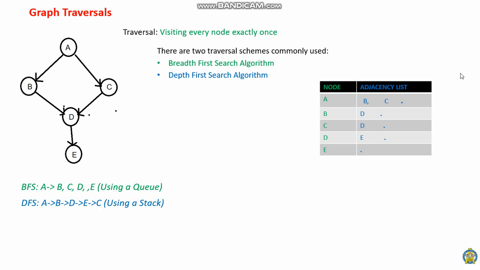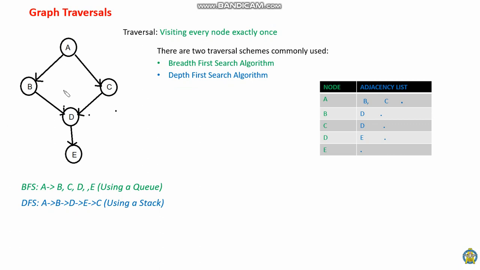Okay, dear friends, we are going to see how to traverse a graph. We know by definition, a traversal means visiting every node exactly once. So in a graph, there are two traversal schemes commonly used. First is called a breadth first search, next a depth first search. As the word implies, the process is clear.